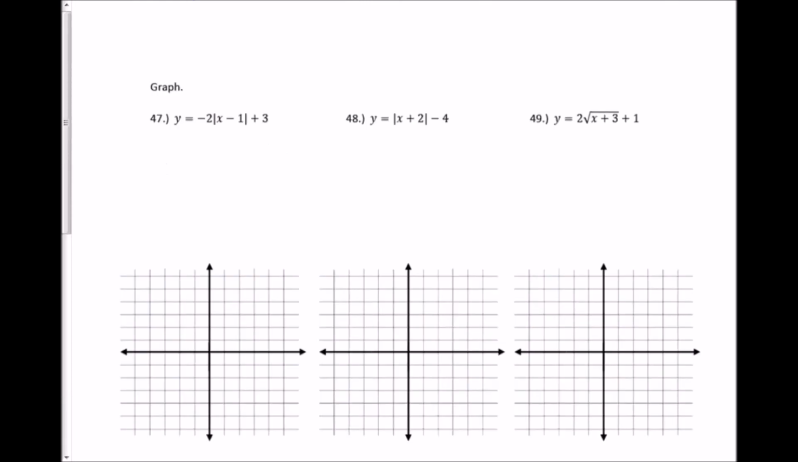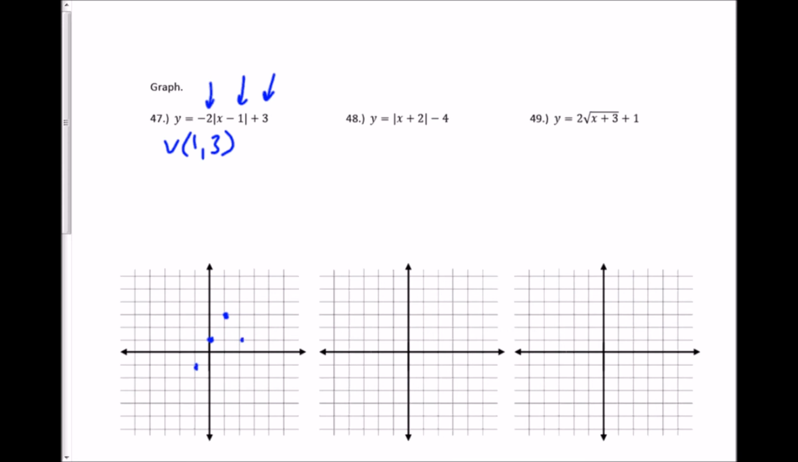Number 47, I want to graph this thing, and this is essentially in vertex form. There's my h and my k, so the vertex is 1, 3. So I plot 1, 3 is right here. I know that this is going to open down because the a value is negative, and it's going to be stretched vertically, so instead of going down 1 over 1, I go down 2 over 1.